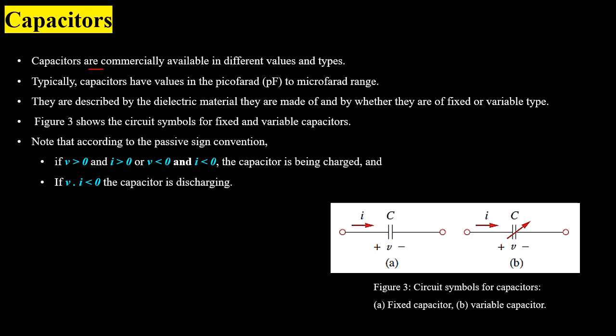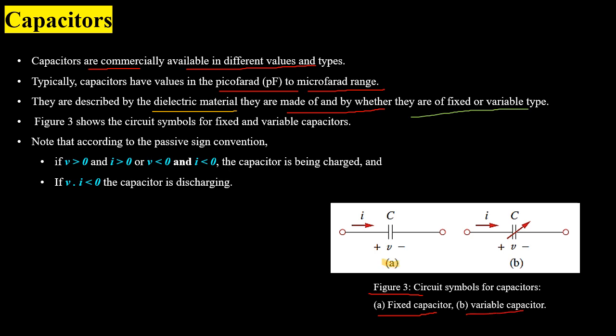Capacitors are commercially available in different values and types. Normally the value of capacitors ranges from picofarad to microfarad. This is the range of capacitors most widely used or available. A capacitor is well described by its dielectric material, what kind of material it is made of, and whether it is of fixed type or variable type. Figure 3 shows the circuit symbols used for fixed or variable capacitors. Figure 3a represents a fixed capacitor, whereas figure 3b represents a variable capacitor.